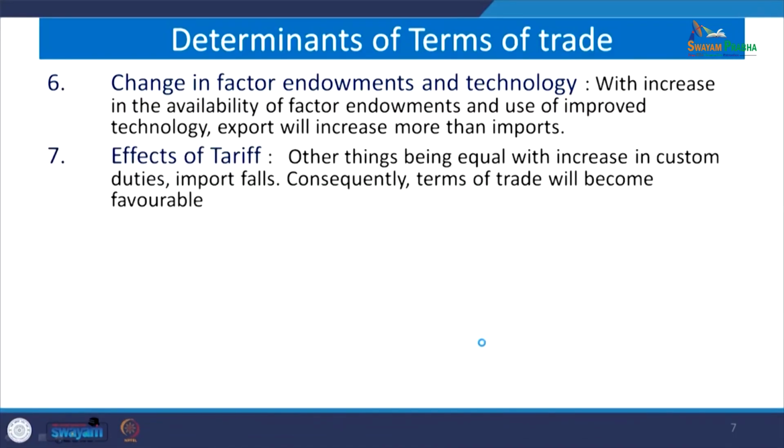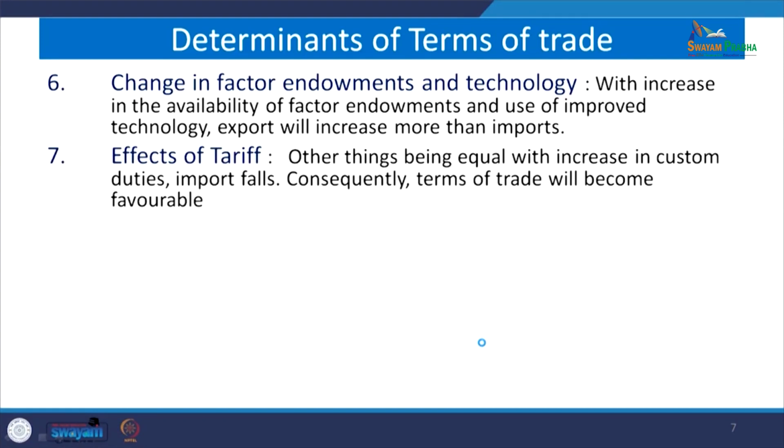Similarly, there are other factors like change in factor endowments and technology. Factor endowments are the resources used. With the increase in the availability of factor endowments and the use of improved technology, exports will rise as compared to imports. So, that will be favorable to the country's terms of trade.